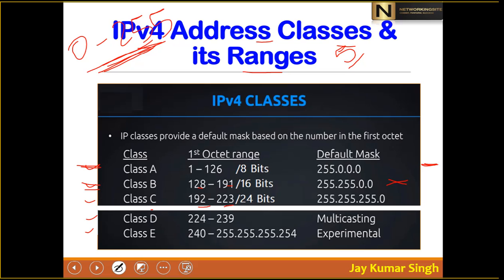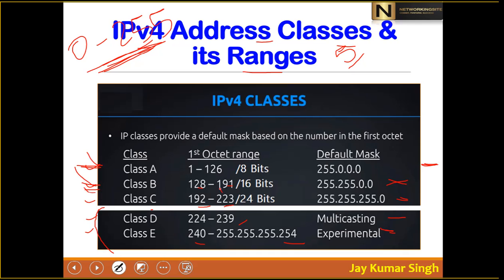192 to 223 they have used for class C, and 224 to 239 they have used for class D, and 240 to 255 they have used for class E. I have separated it. But for network communication we can only use class A, B and C.